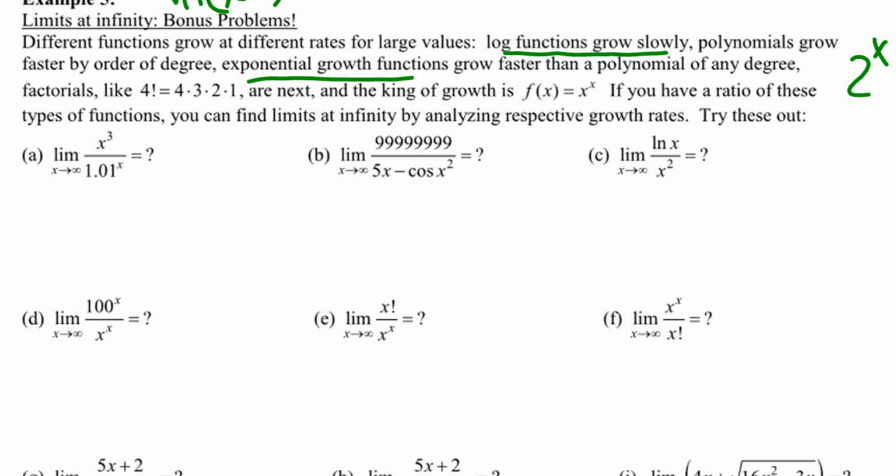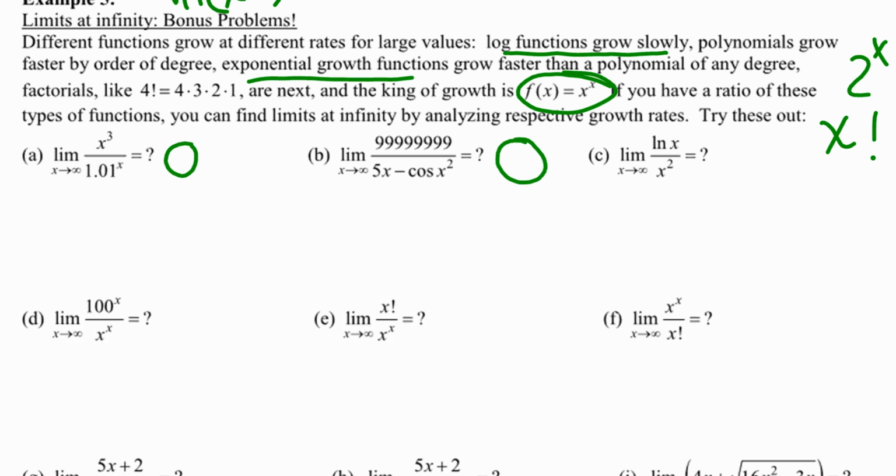Factorials grow even faster. The king of growth is x to the x. So let's analyze these. The first one, x cubed, over an exponential. Now, exponentials grow faster than any polynomial, so the bottom grows faster, and this approaches 0. Part B. The top is a constant. The bottom is a function. The function is going to grow faster, so this would equal 0.